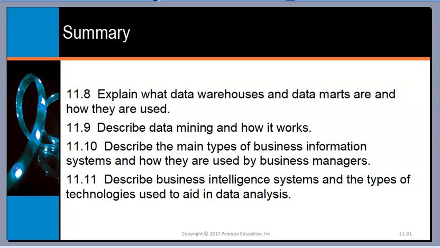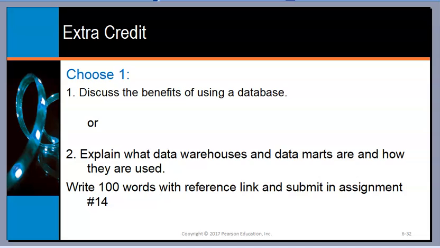We talked about data mining and how it works, how valuable it can be in terms of collecting individual information, and then aggregating it, and it becomes pretty valuable. We described the main types of business information systems and how they're used by business managers in various ways. And we've talked about business intelligence systems and the types of technologies used to aid in data analysis.